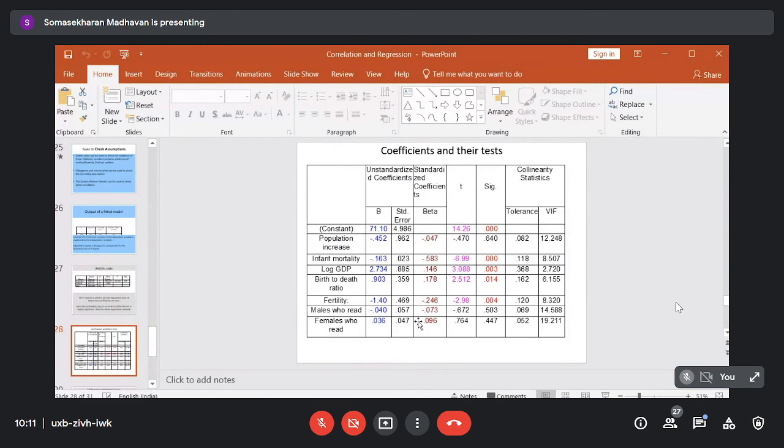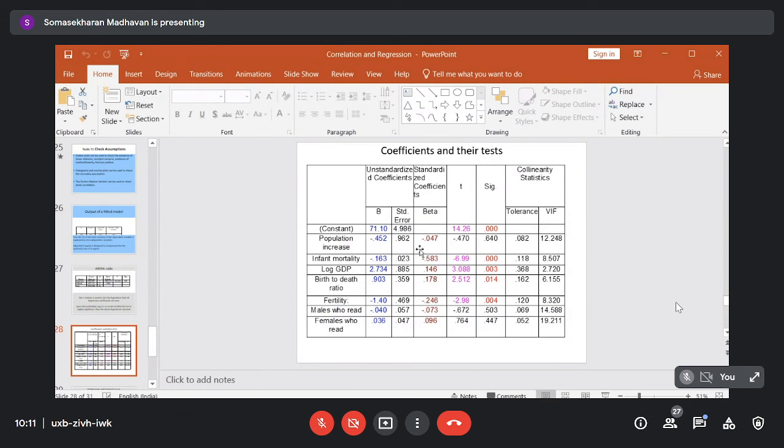And this is the third column. This is an important statistic which is called the beta value or elasticity. Standardized coefficients. This is a relative coefficient without units. By looking at this column, you can say which variable is the most important one, and the highest value is observed in the case of infant mortality, which negatively influences the female life expectancy. And GDP is another variable, birth to death ratio, etc.